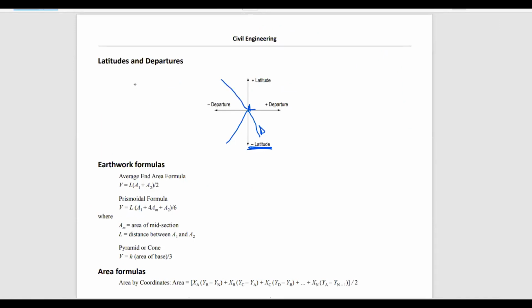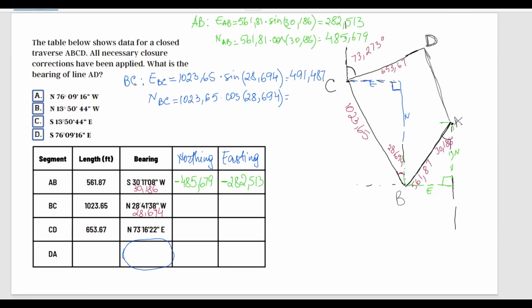In the second quadrant, let's pay attention. Departure is negative, which means easting is negative. And the northing or latitude is going to be positive. So in our case, we have just calculated the easting and it is negative. So we're going to have to add minus when we add it here in the table. We're going to say minus 491.487.